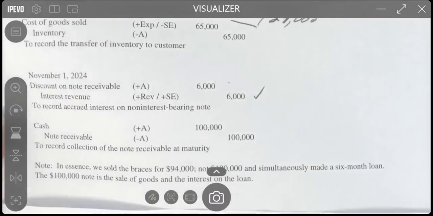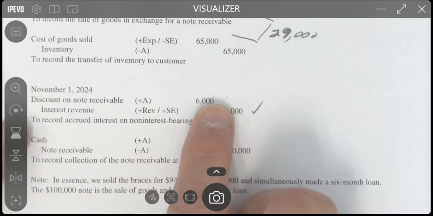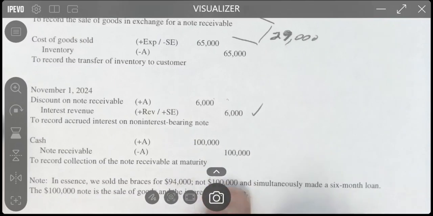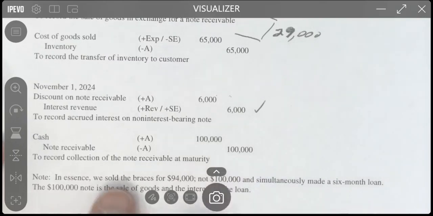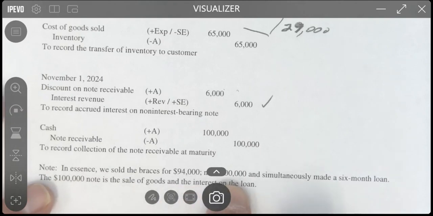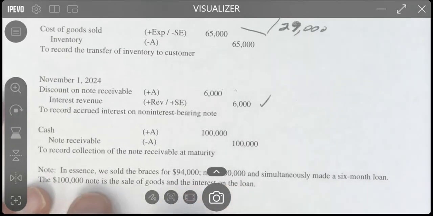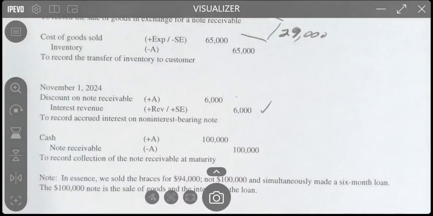Now, we no longer have the contra asset because we've earned it. So we zero out the contra asset by debiting it, and we record interest revenue, and then we also record the receipt of the $100,000 on the note. So again, bottom line, in essence, we sold the braces for $94,000, not $100,000, and simultaneously made a 6-month loan. The $100,000 note is a sale of goods and the interest on the loan. Right. And that's non-interest bearing notes. So work those two cases, get that little subtle difference straight.